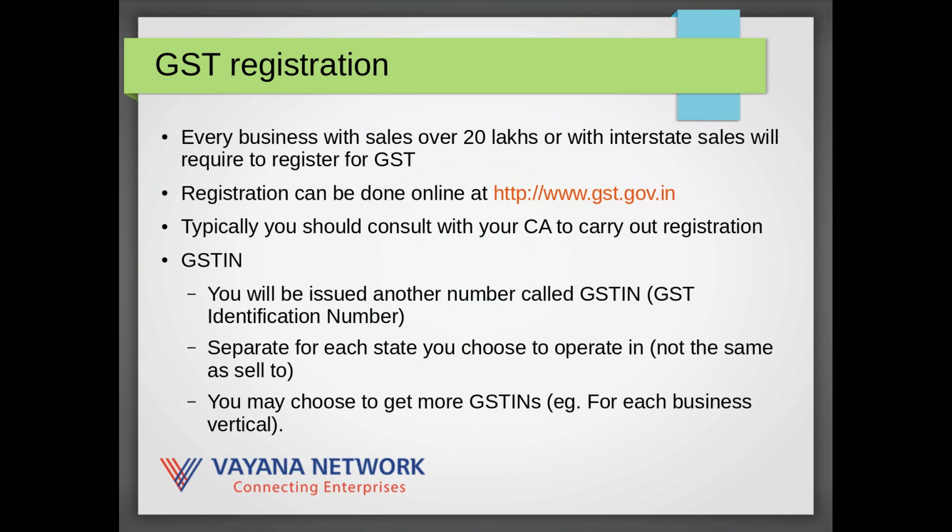Technically, a business can have a fairly large number of GSTINs because every business gets issued a separate GSTIN for each state it chooses to have business operations in. Note that when I say business operations in, it's not the same as having sales in that state. In addition, businesses may choose to get more GSTINs, for example for reflecting the different business verticals.